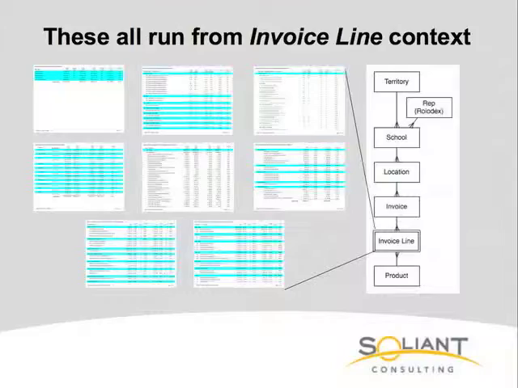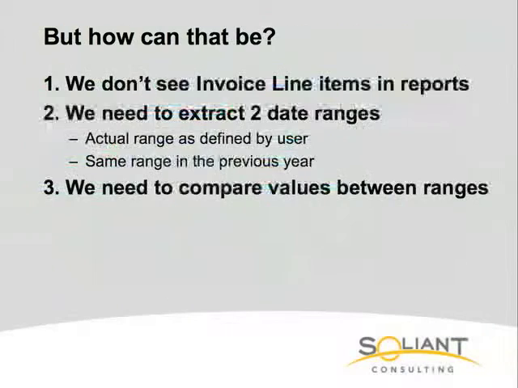But it is sometimes useful and important to create an atomic context. And as you can see, all of the example reports, the 8 different reports that I mocked up, I plan on doing from the invoice line items, even though not one of them occurs at the invoice line items level. So the question is, for those of you who haven't done this before, well, how can that possibly be? We don't see any invoice line items in the reports, and we need to extract two different date ranges. So how can we get a found set?